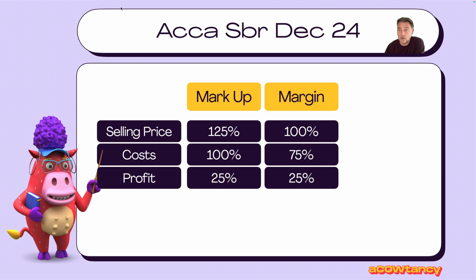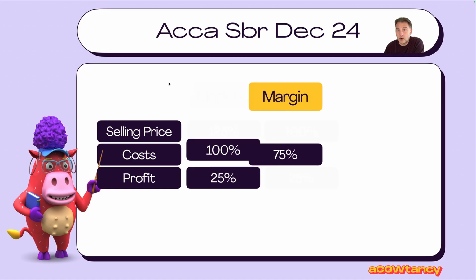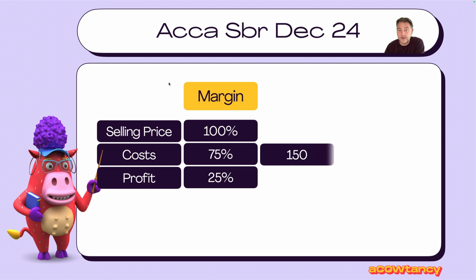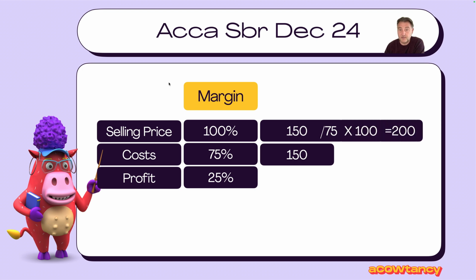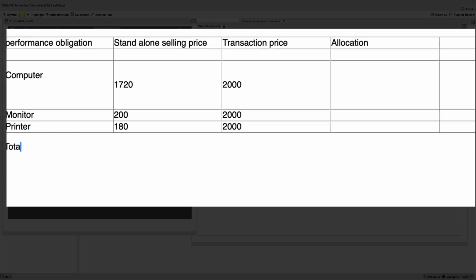Okay, let's remind ourselves what this was in the question. Gross margin of 25% and costs are 150. Great. So we're looking at a margin. Costs are 150. I want the standalone selling price. So if I know the costs are 150, and I know that represents 75%, I divide it by 75, and I want to gross it up to the 100 to find out my selling price. So if I do that, my selling price must be 200. So let's go put those figures in. So 200.